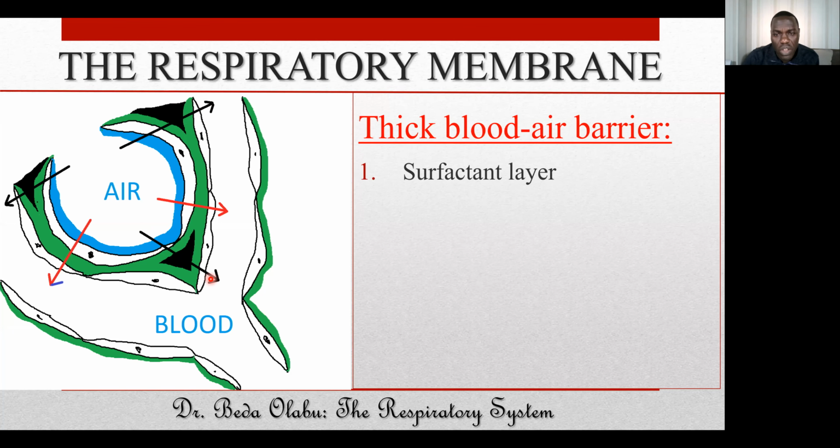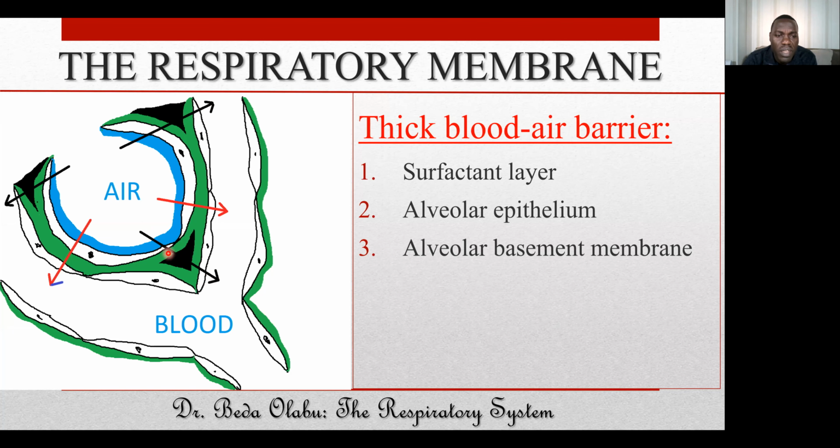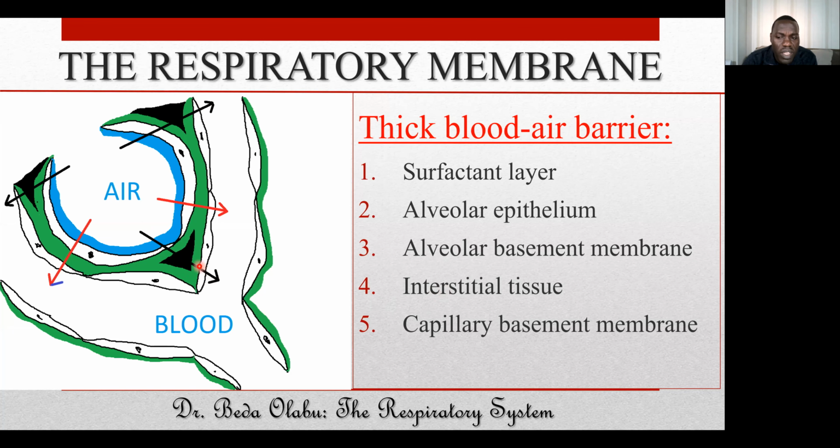If you are to then talk about the components of the thick blood-air barrier, we mentioned the surfactant layer. We then talk about the alveolar epithelium, followed by the alveolar basal lamina or basement membrane. We talk about the interstitial tissue. We talk about the capillary basement membrane. Then we talk about the capillary endothelium. The thick blood-air barrier is not for gas exchange. It is too thick for gas exchange. This thick blood-air barrier functions as a reserve for fluid accumulation if there is edema.